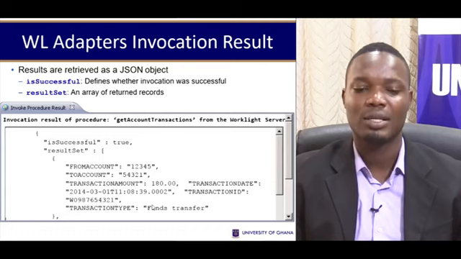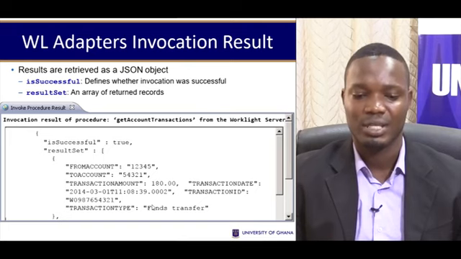Now we want to talk about the WL adapters invocation results. So the results that are retrieved are JSON objects. Now we have the isSuccessful, which defines whether the invocation was successful, and then we have the resultSet, which is an array of returned records. Okay, so this is how the invocation results would look like.